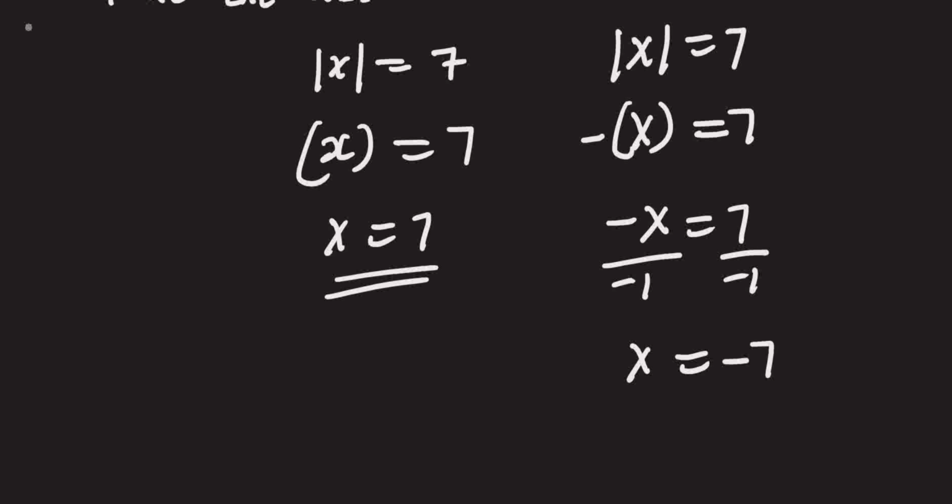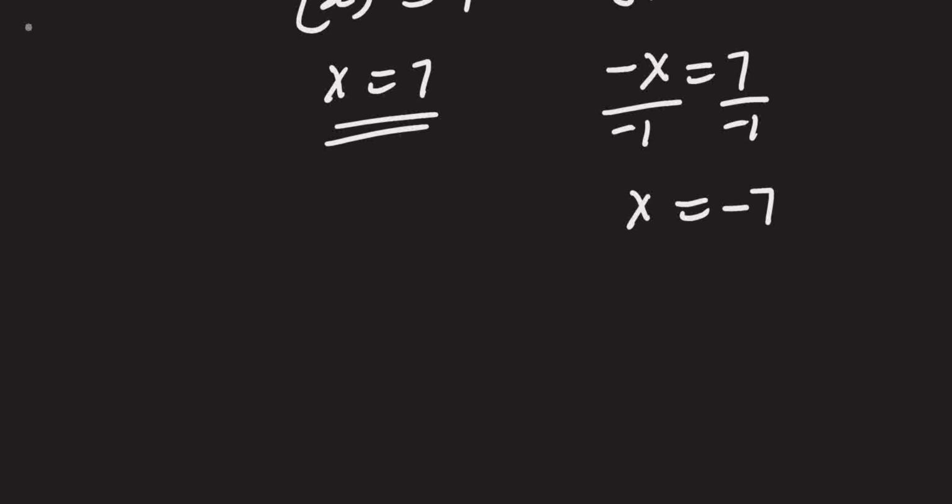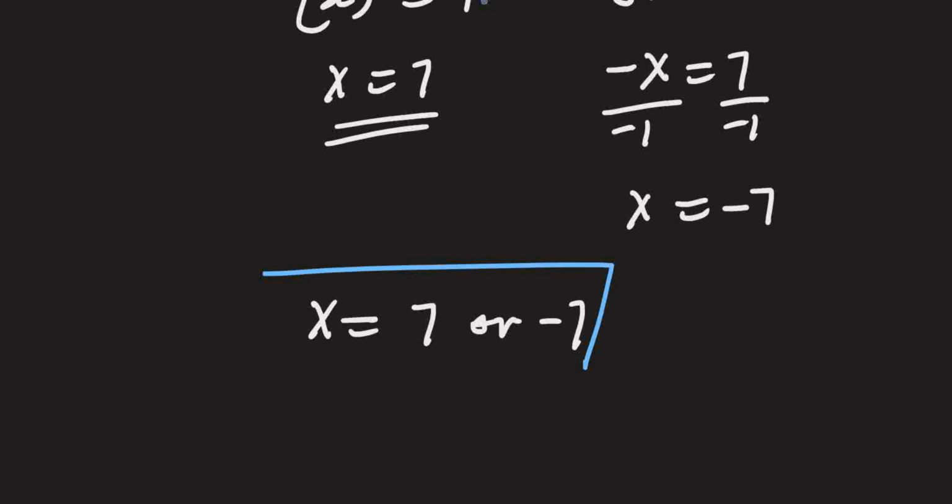So when solving absolute value, the answer is always two, such that one is positive. So the answer to this question is now 7 or negative 7. So this is the answer to this question, and I hope it makes some sense. All right, so that is it for this question. Now let's move on to the next one.